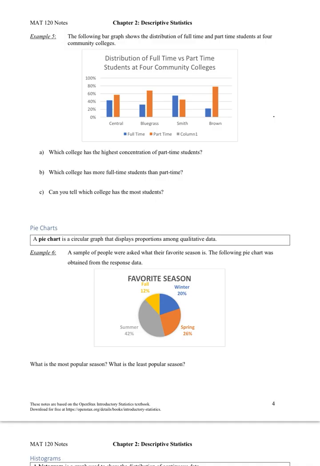For part A, we're asked which college has the highest concentration of part-time students. Since part-time is orange, we want to look to where the orange bar is the highest, and that is Brown College. Part B asks us which college has more full-time students than part-time students.